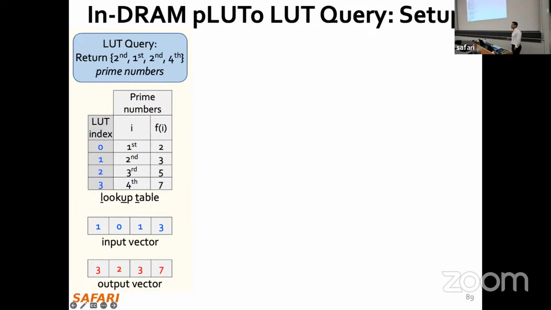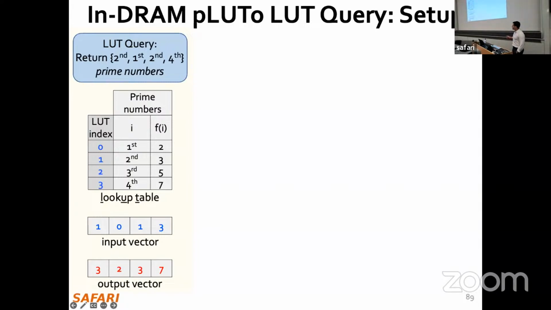I store this in a table and I index them in order. The lookup table index 0 is going to point to the first prime number, which is 2. The lookup table index 1 is going to point to the second prime number, which is 3, and so on and so forth. Then I'm going to translate this query that I want to return into an input vector, which are indexes to the lookup table that I'm going to query.